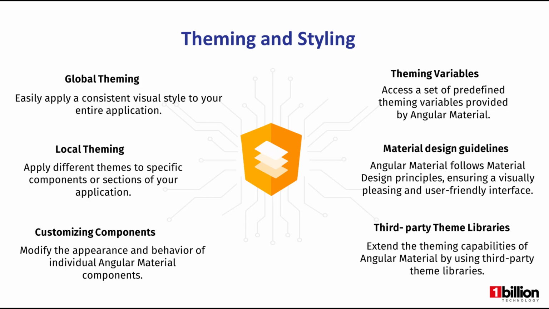So the next one is the theming and styling. Now let's talk about the theming and styling in Angular Material. Angular Material provides theming capabilities, allowing you to create a consistent and visually appealing design throughout your application. So there are six types of it. So the first one is the global theming.